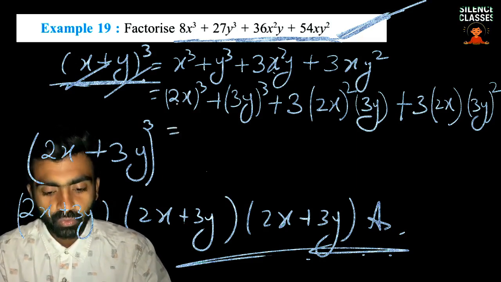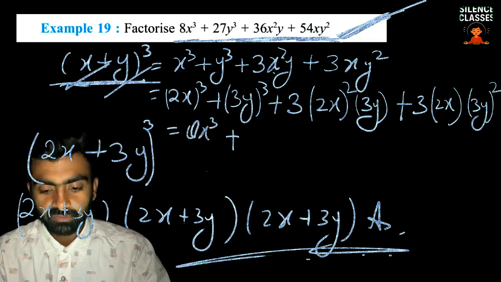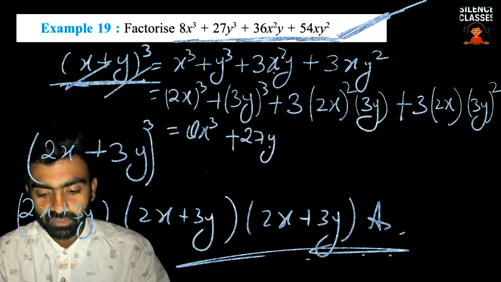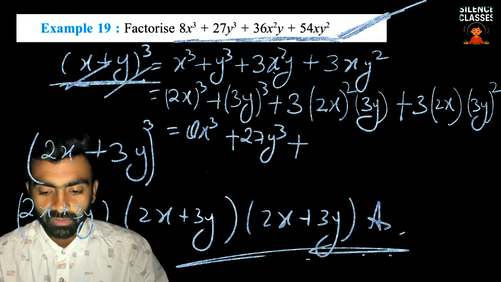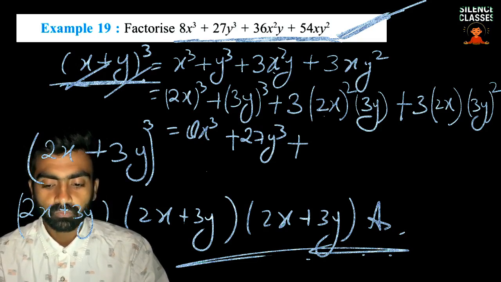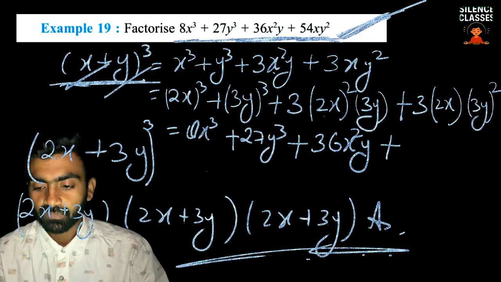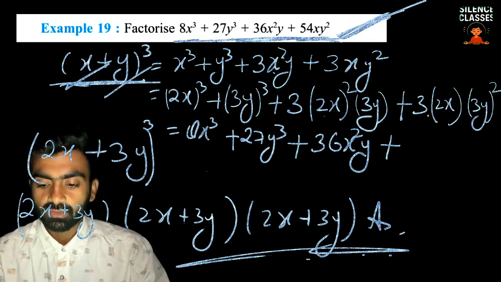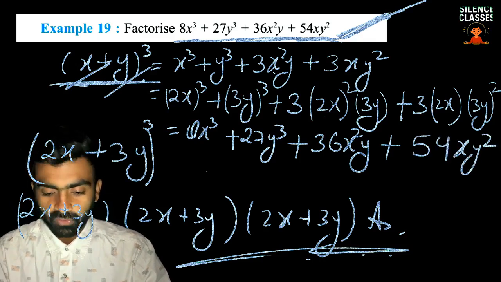Let's open it. 2 multiplied by 2 multiplied by 2 will become 8x cube, plus 3 times 3 is 9, and 3 times 9 is 27y cube, plus 3 times 3 is 9. Okay, and it will become square. So 4 times 4 is 8, and 4 times 9 is 36. X square is there and y is there. Now 3 times 3 is 9 and y square will be there, and 6 times 9 is 54 xy square. You guys can check it out.